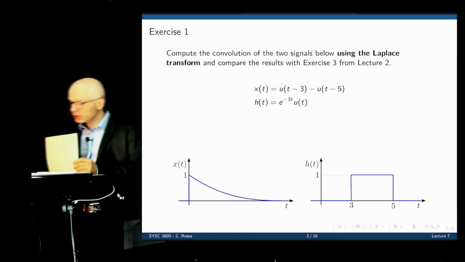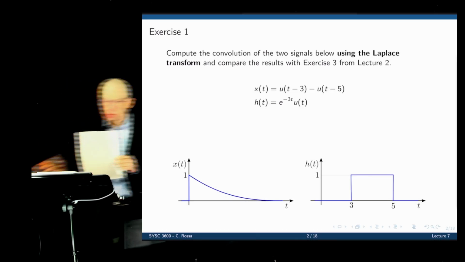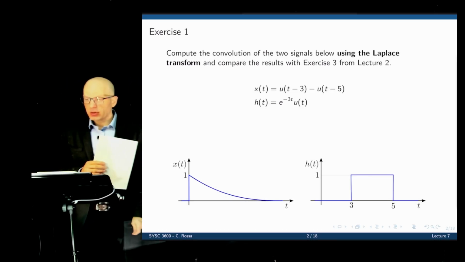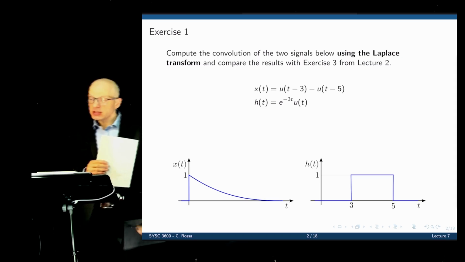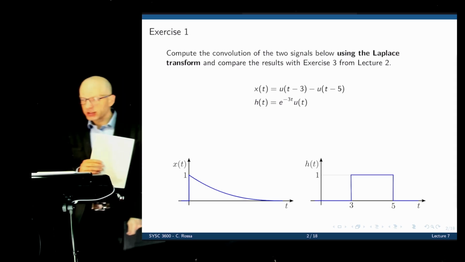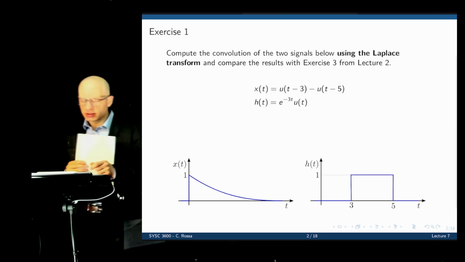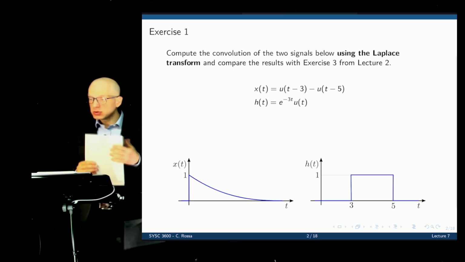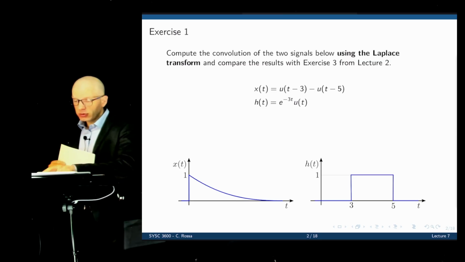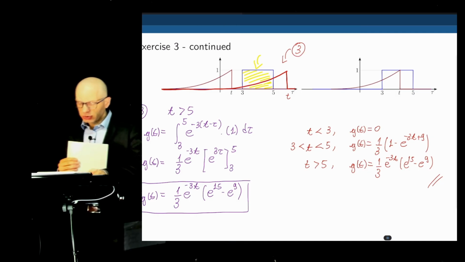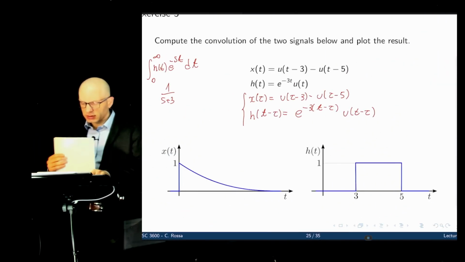We have here two signals, h and x, and you want to take the convolution of these two signals. But this time, instead of using the graphical representation, which is exactly what we did in lecture 2, we're going to use Laplace transform. So let me go to lecture 2. This is the solution we found in lecture 2. You see it's exactly the same.